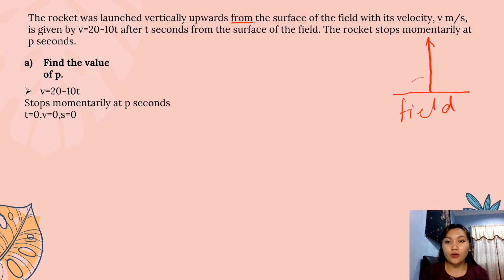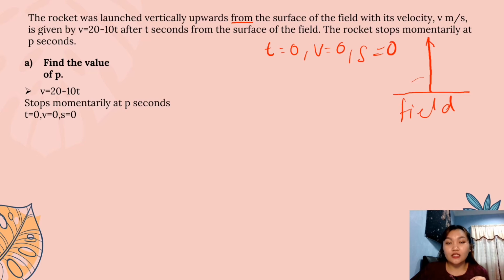So what does it mean? It is the origin. We can say that the time is equal to 0 because the object is not moving. The velocity is also 0 because it's not moving, and the displacement is also equal to 0 because it's not moving. Now we can start to find the value of p.